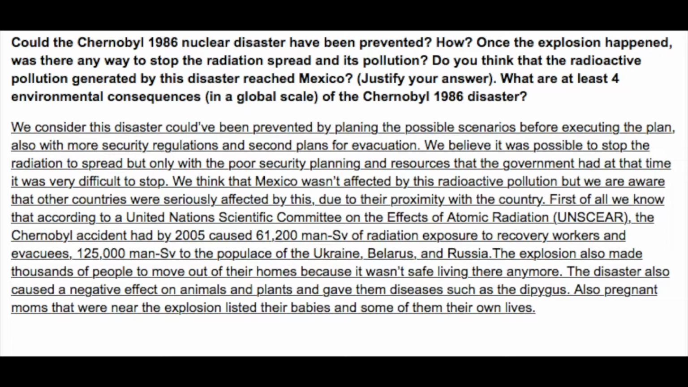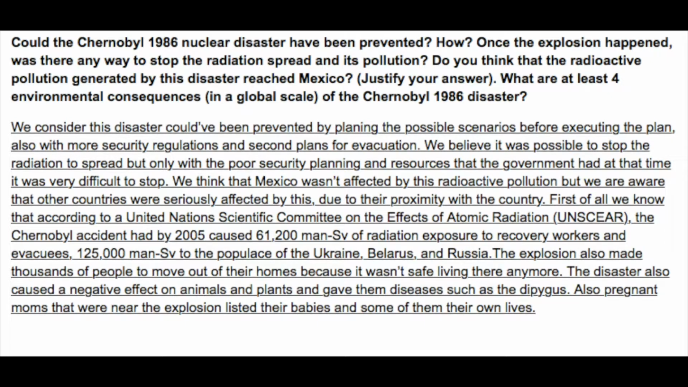First of all, we know that according to the United Nations Scientific Committee on the Effects of Atomic Radiation, UNSCEAR, the Chernobyl accident had by 2005 caused 61,200 man-sieverts of radiation exposure to recovery workers and evacuees, and 125,000 man-sieverts to the populace of Ukraine, Belarus, and Russia.